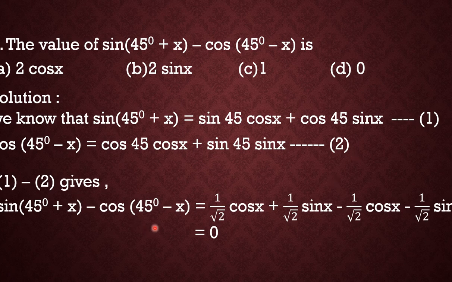So that gives sin 45 is 1 by root 2 into cos x plus cos 45 is 1 by root 2 into sin x minus cos 45 into cos x, that is 1 by root 2 into cos x, that is a minus sign outside. So plus into minus becomes minus. Sin 45 is 1 by root 2 into sin x. Plus term and minus term get cancelled. Again plus term and minus term get cancelled. You will get the value 0. That is the option D.